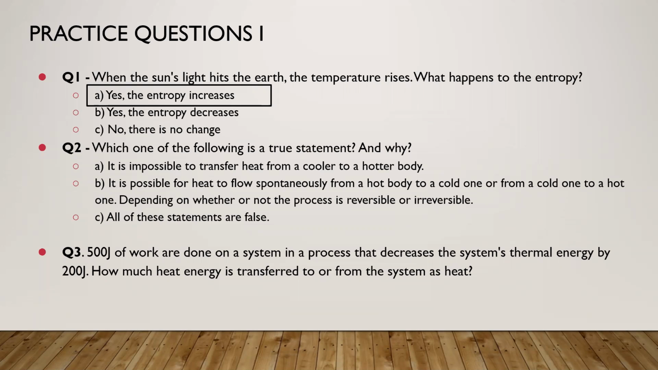So let's go to problem 2. Which one of the following is true and why? It is impossible to transfer heat from a cooler to a hotter body. So it's impossible to transfer the heat from a cooler to a hotter body. This is not a true statement because it is possible to transfer heat from a cooler to a hotter body.